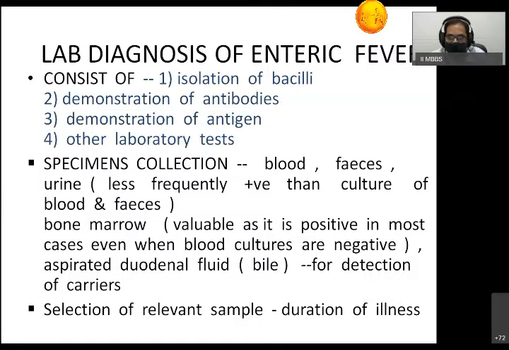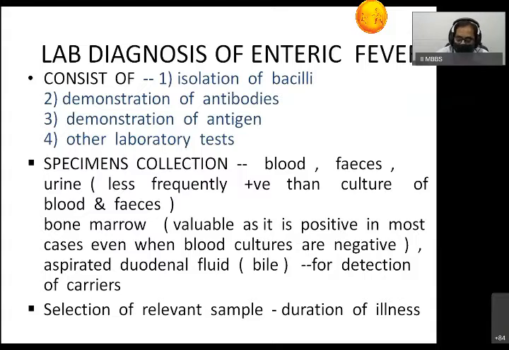So specimen collection is important, and the various specimens which can be used are blood, feces, urine. Urine is less frequently positive than the culture of blood and feces, but this constitutes one of the samples. Bone marrow is valuable as it is positive in most cases, even when blood cultures are negative. Or you can use aspirated duodenal fluid, that is bile. This is important particularly for detection of carriers.